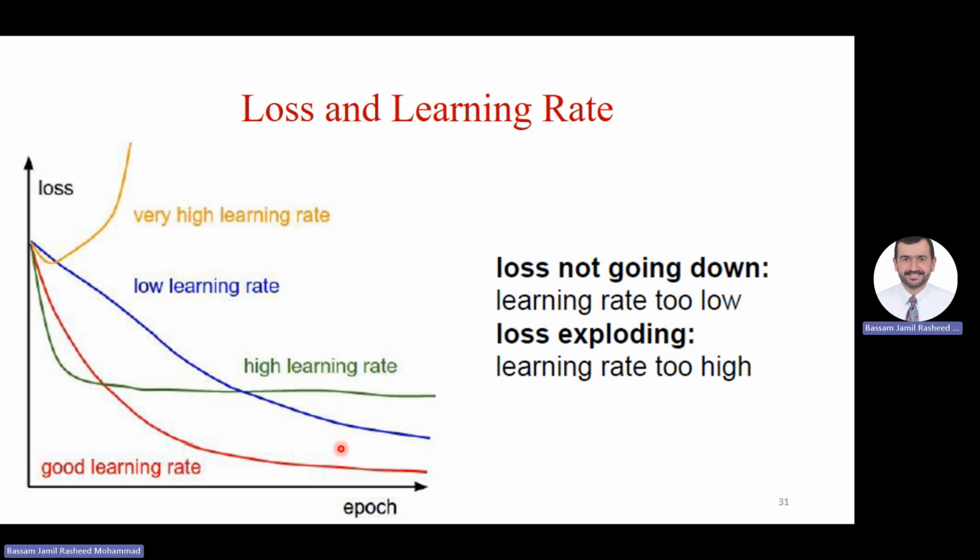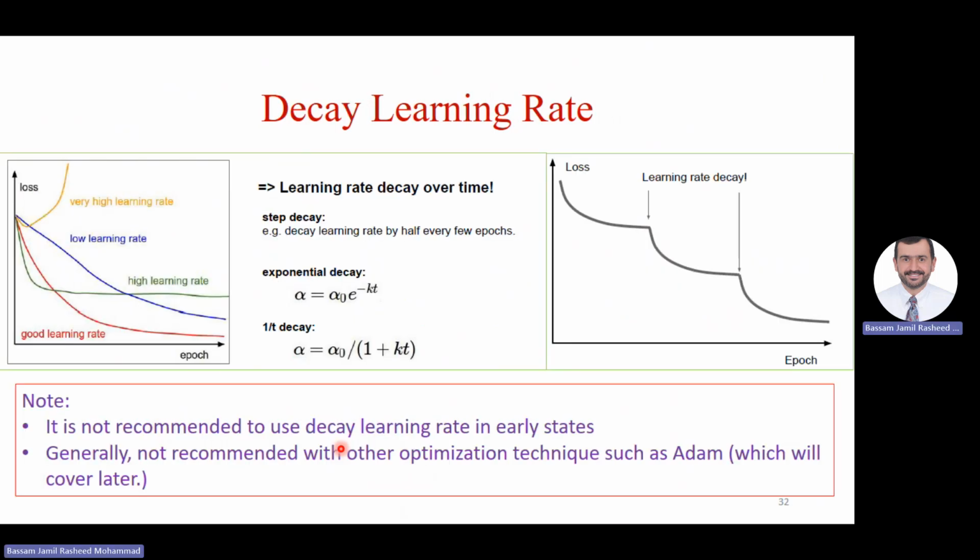Okay. Some people, what they do, they do this decaying of learning rate. Now, again, I'm talking here about really large neural networks. You change the learning rate. You start with some value of learning rate and you decay it, right?